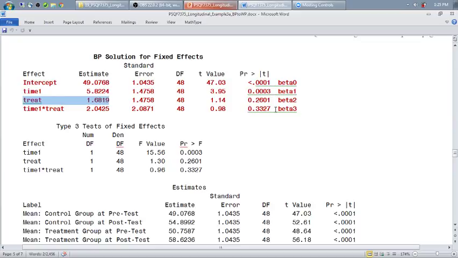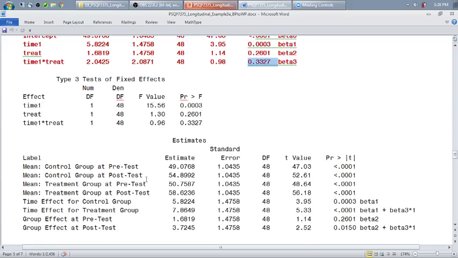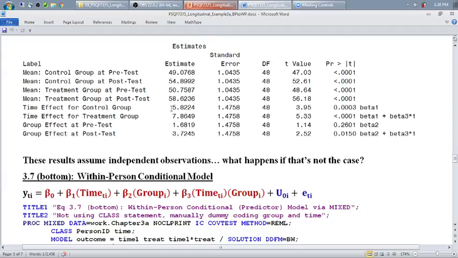But note the p-values here. A p-value of 0.3 for my primary hypothesis. No good. So this model would tell me that nope, my experiment didn't work. My treatment group did not improve significantly more than my control group. Bummer. So then here are all the estimates for the simple effects. So here is the time effect for each group and the group effect for each occasion.